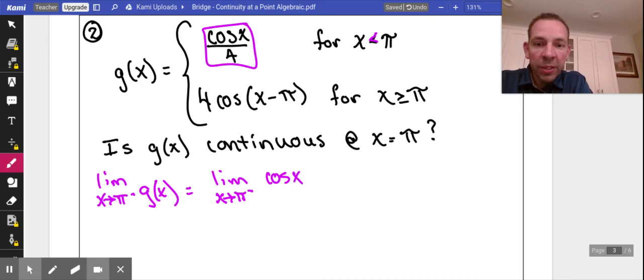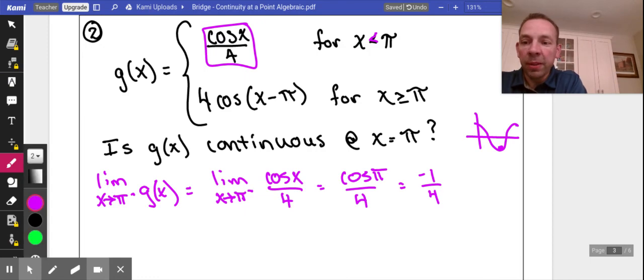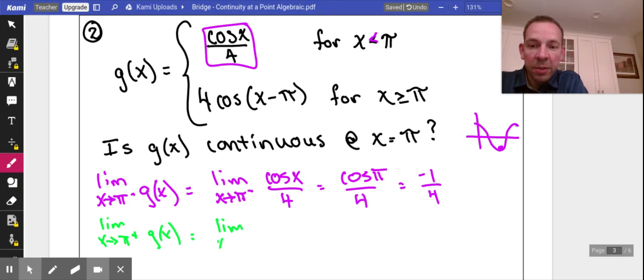So we've got the cosine of x divided by 4. Now I'm going to substitute my pi. If I forgot what that looks like, I'm just going to draw a little curve here. Here's the pi, so that's a -1 divided by 4. Let's see if we get the same thing for the limit from the right-hand side. So let's do the limit as x approaches pi from the right of g of x, which in this particular case is going to be the limit as x approaches pi from the right.